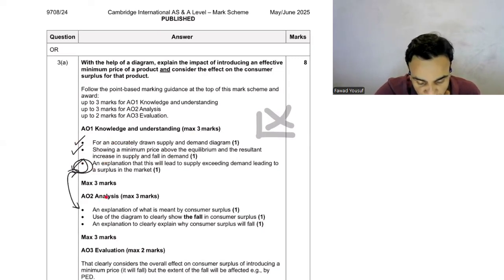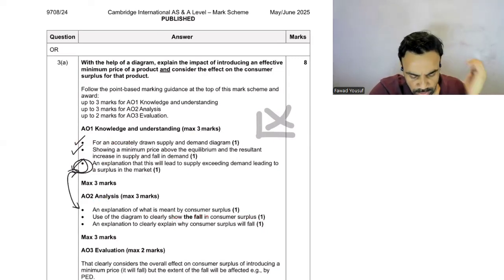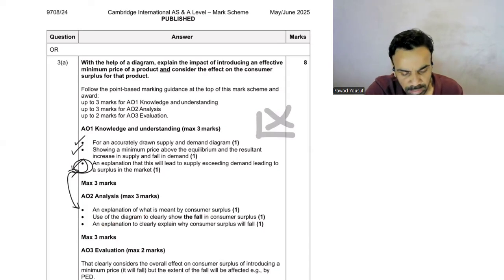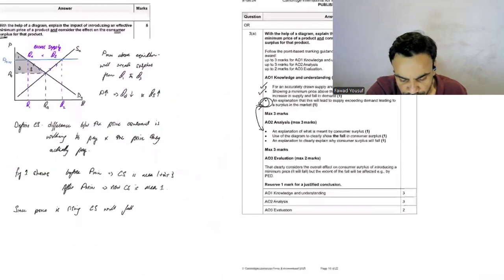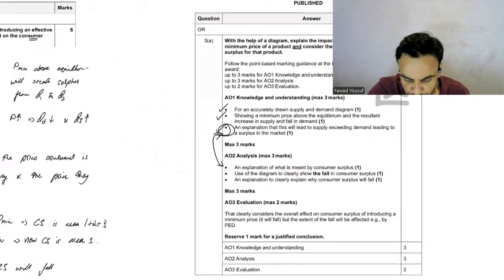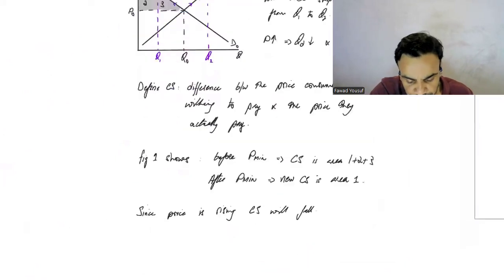Analysis, use of a diagram to clearly show a fall in consumer surplus. How would they do that? How can you use a diagram to show a fall in the consumer surplus? I think explanation, I guess the maximum you can do is this, कि किस तरीके से area 1, 2, 3 के बाद. Otherwise, there is no possibility of showing. Explanation will build this information in. I don't think graph में there is any other possibility of us talking about it.